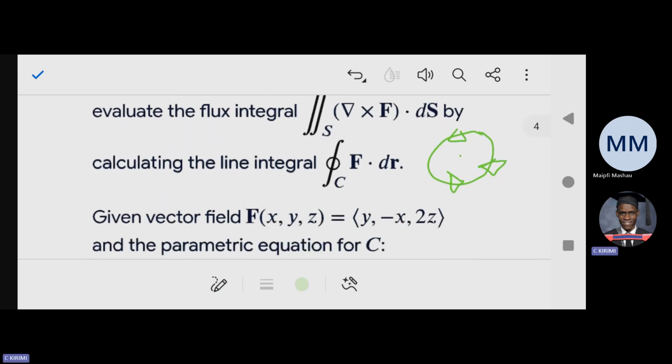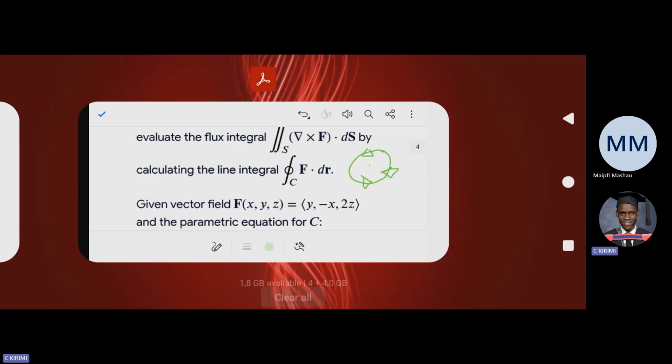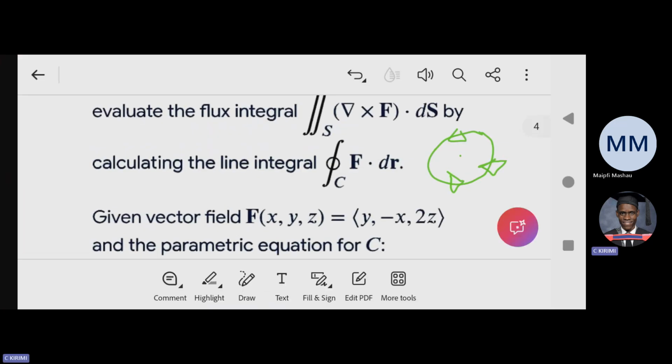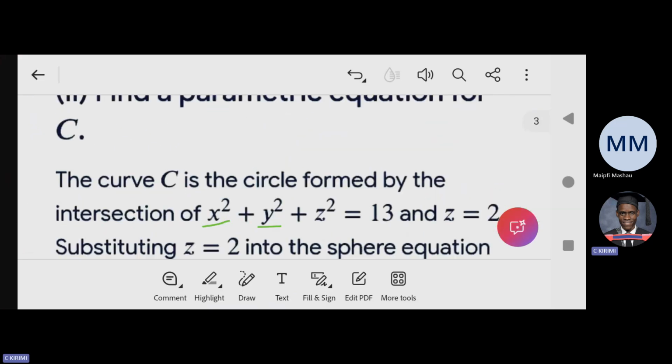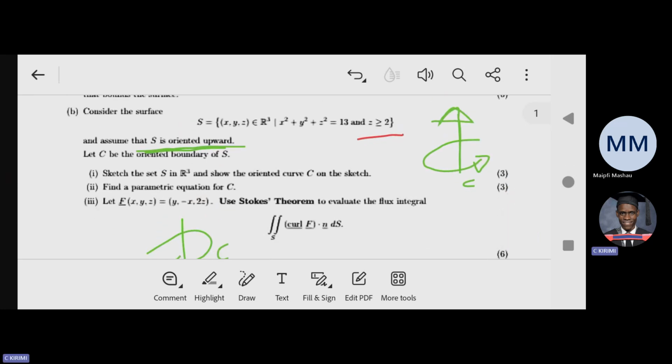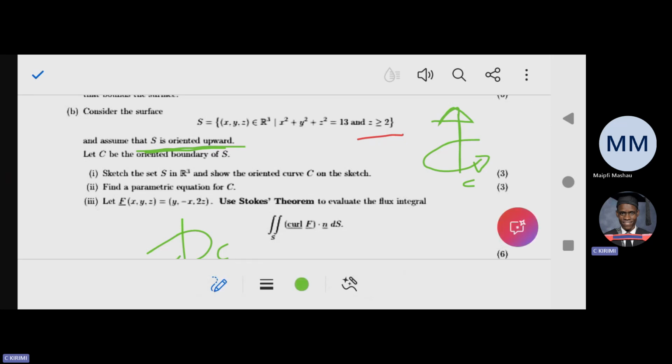So given the vector force field, that one was given. When you are now evaluating, remember, it was given. Let me show you. Before you evaluate, can you see? Let f be this. Before you start to evaluate using Stokes theorem, any question?